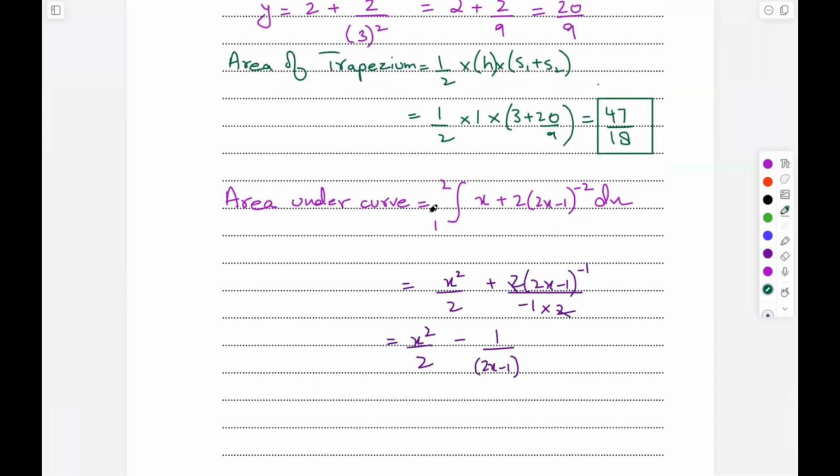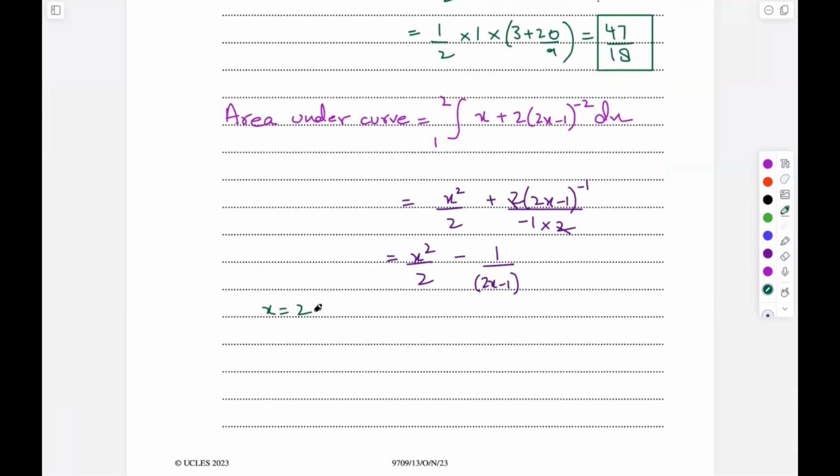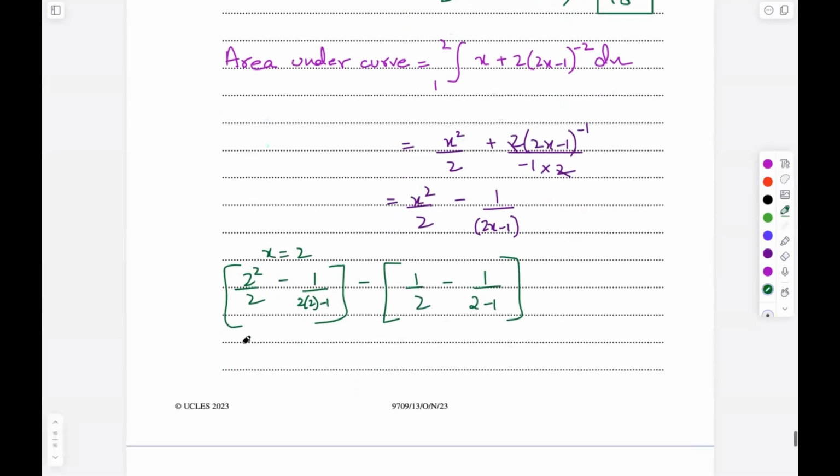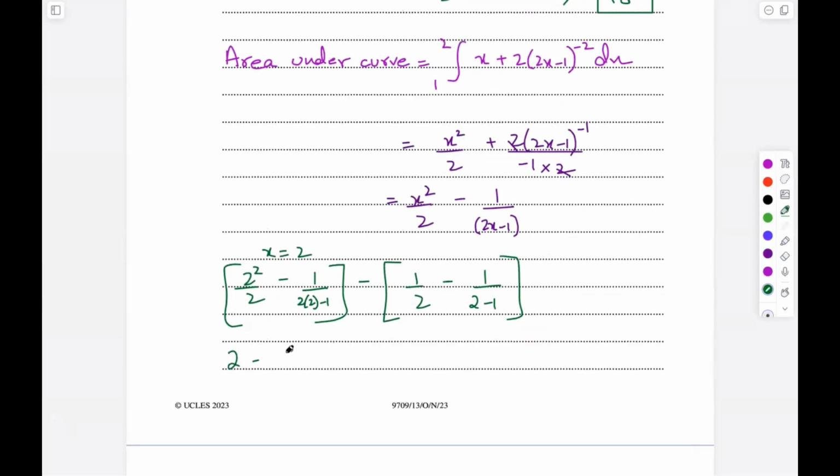Once we have integrated, now we can substitute the limits. First, substituting x equals 2. We'll get 2 squared upon 2 minus 1 upon (2 into 2 minus 1). So that will become 2 times 2, 4 minus 1. And then we'll subtract the lower limit from it to find the area. The lower limit is 1. So this will become 1 upon 2 minus 1 upon (2 minus 1). So 4 upon 2, that will become 2 minus 1 upon (4 minus 1), that is 3, minus 1 upon (2 minus 1).